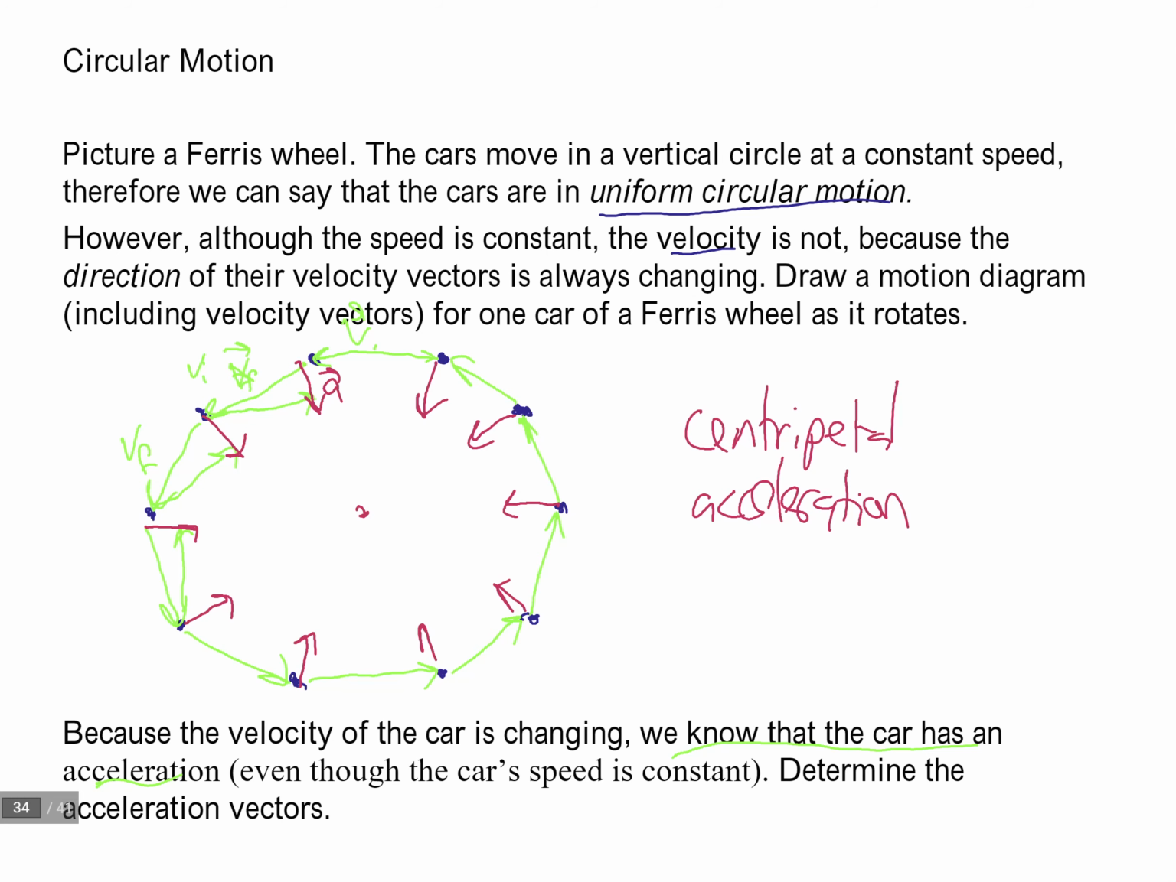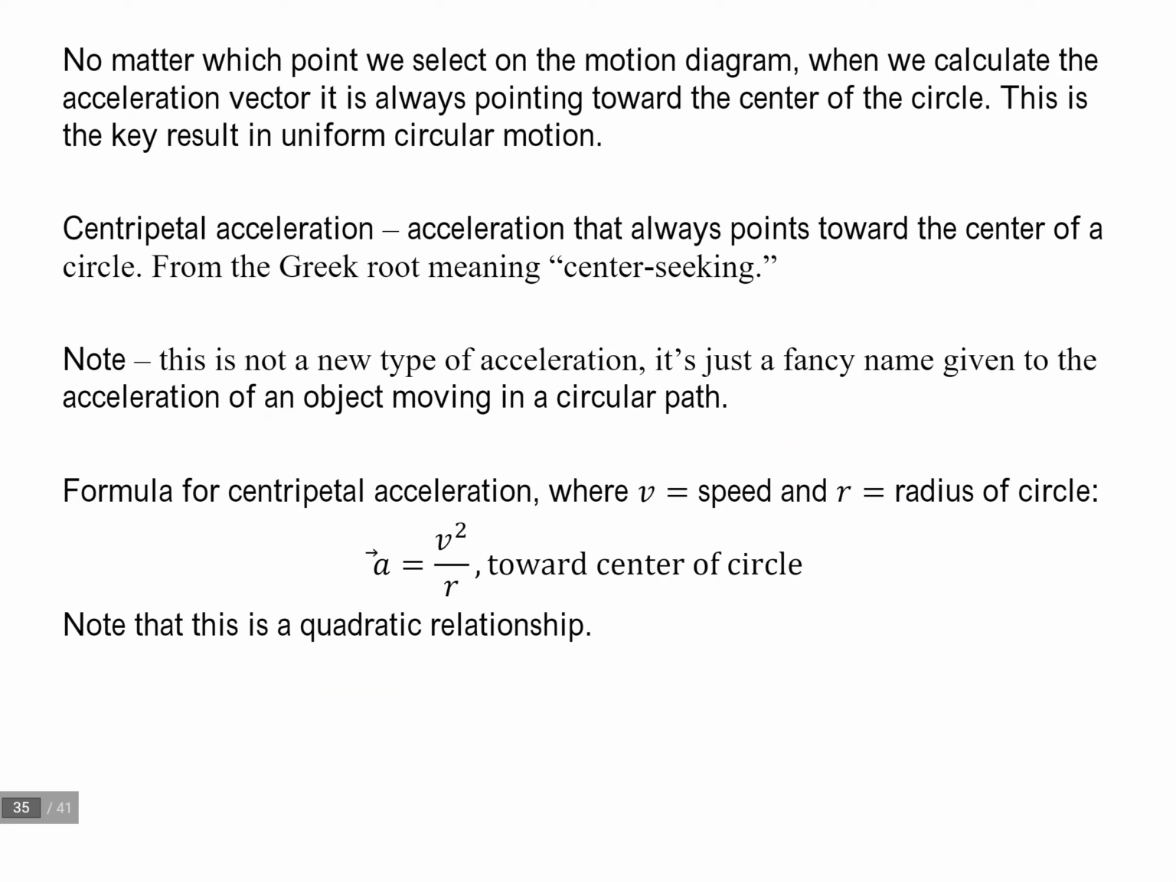Let's move on. No matter which point we selected in the motion diagram, we calculate the acceleration vector. It is always pointing to the center of the circle. This is the key result in uniform circular motion. That is centripetal acceleration. There it is right there: acceleration that is always pointing to the center of the circle, from the Greek root meaning center seeking. So I knew it was there. Note, this is not a new type of acceleration. It is just a fancy name given to the acceleration of an object moving in a circular path. It is just acceleration.